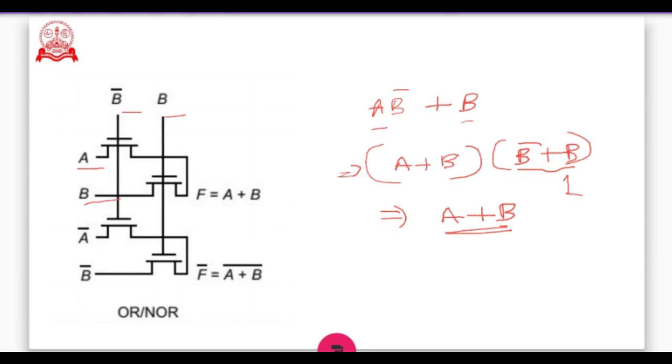To get the NOR part, we have A bar B bar plus B bar into B is 0. So A bar B bar plus 0 equals A bar B bar, which can be written as A plus B whole bar.